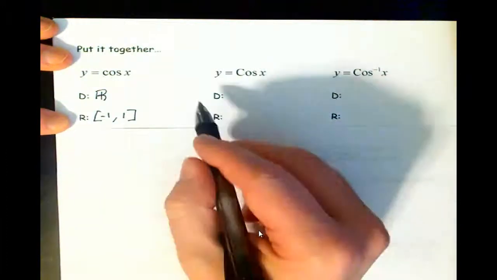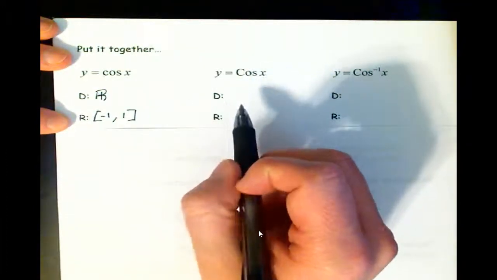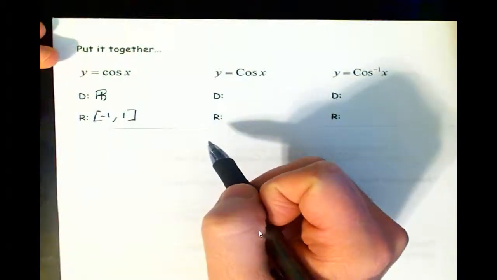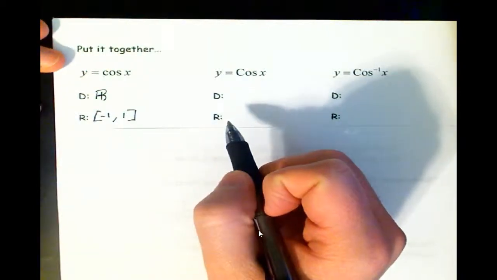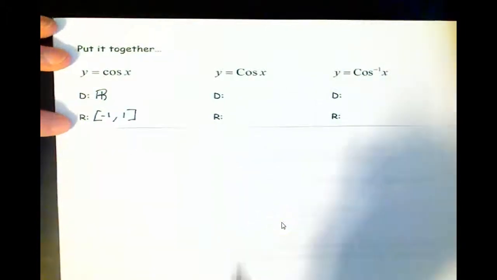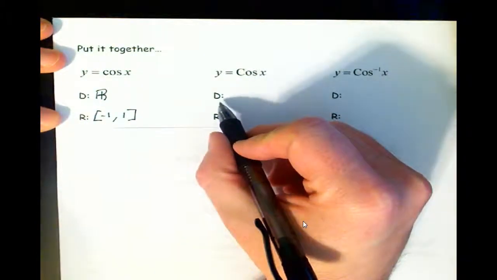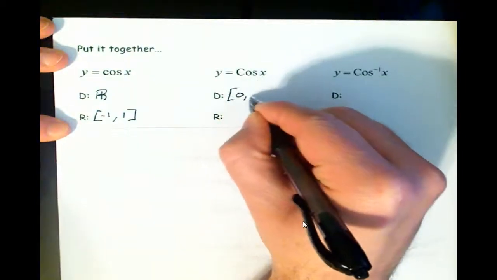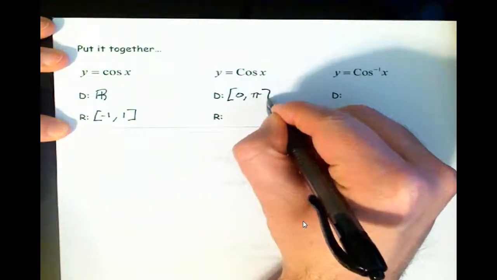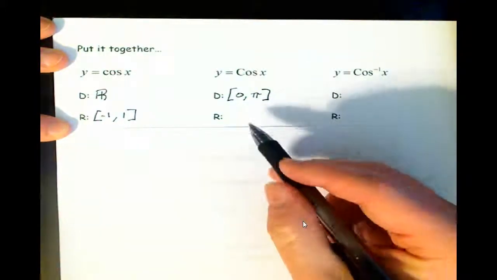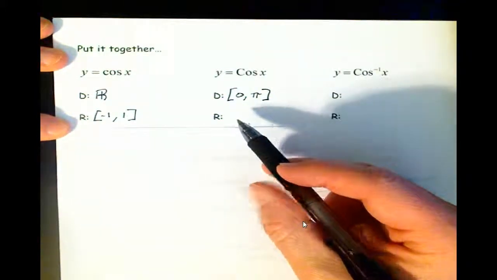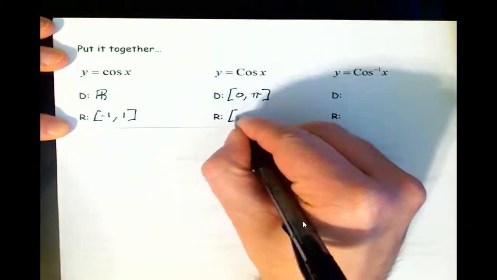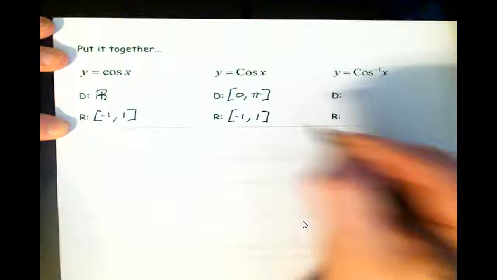What I want to do right now is make a domain and range for that restricted area that we just did, only that middle section. The domain for that is only from 0 to pi, and we talked about that. The range for that restricted area is the same as the other range. It only goes from -1 to 1.